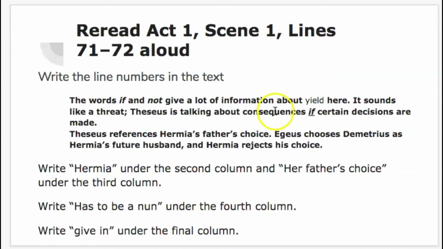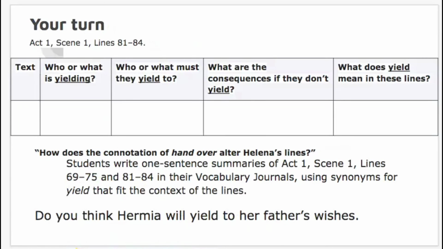Theseus is talking about consequences if certain decisions are made. Theseus refers to Hermia's father's choice. Aegeus chooses Demetrius as Hermia's future husband, and Hermia rejects his choice. I want you to write Hermia under the second column and her father's choice under the third column. Write has to be none under the fourth column and write give in under the final column. So just like in these columns, you're going to add these titles.